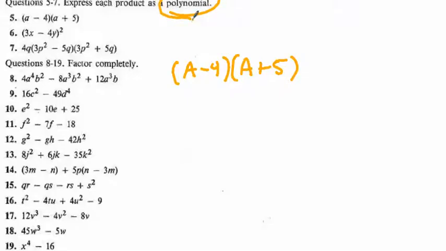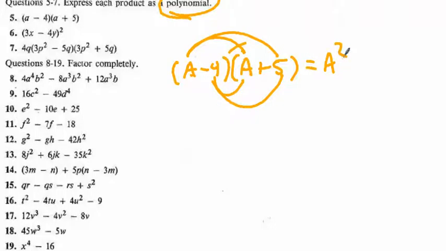What it really means is I need to expand it. Now, your teacher probably taught you FOIL. I like to describe these as rainbows and smiley faces, because when you see rainbows, you smile. Or you could do the first, inside, outside, last, but either way, you get to the same place. So a times a is a squared. And I crossed it out because I did it. A times 5 is positive 5a.